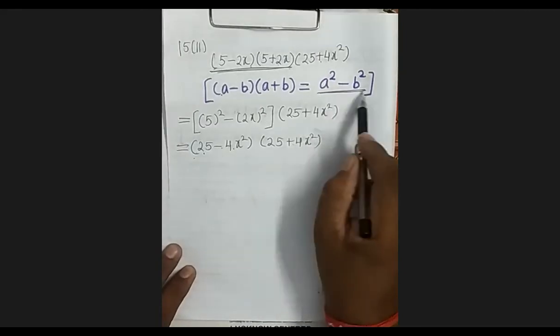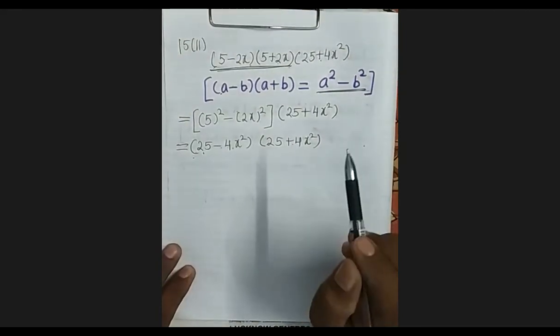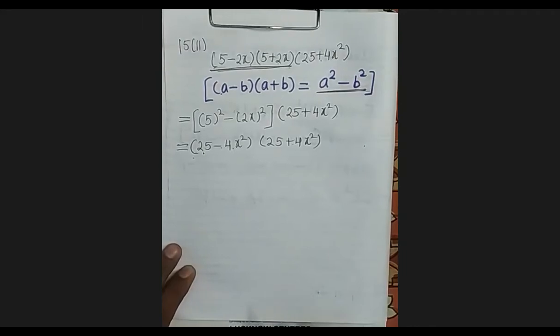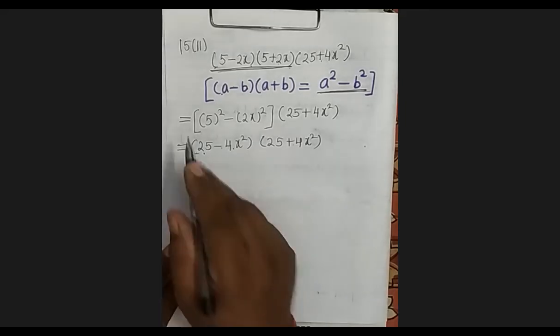It is equal to A square minus B square. What is in place of A? 25. And what is in place of B? 4x square. It's 4x square.